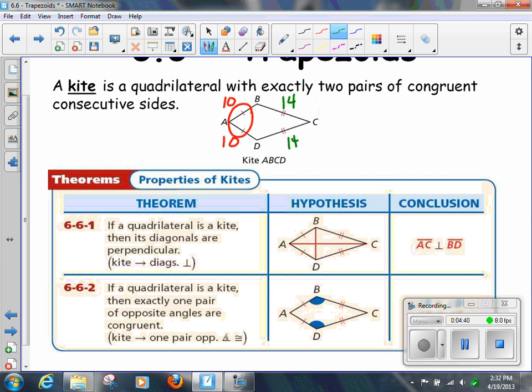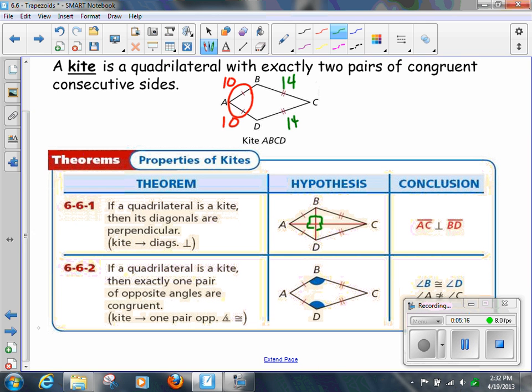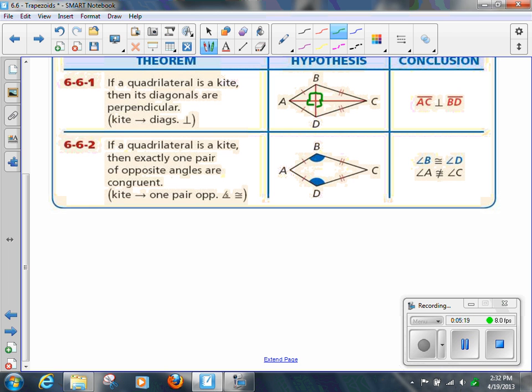There are the properties. Beautiful. It's looking like 661, that theorem says, if a quadrilateral is a kite, then its diagonals are perpendicular. That's kind of interesting. I've never seen a problem like this, not to say it won't be on there. 662 says if a quadrilateral is a kite, then exactly one pair of opposite angles are congruent. That means exactly one pair. Angles B and D are going to be congruent to one another. Excuse me, not A and C, and you can see that right here by the way they have that written, okay?